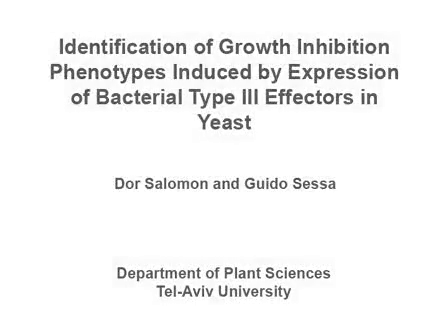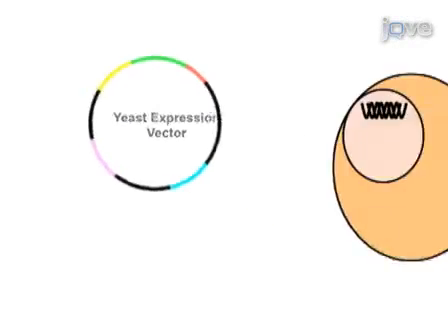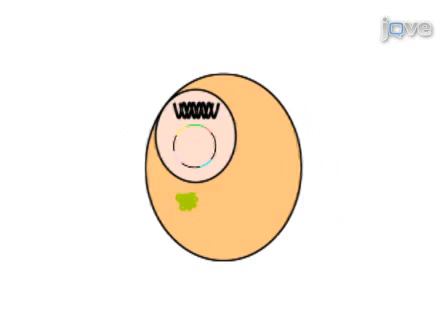To begin this protocol, select a vector for the expression of your favorite bacterial effector in yeast and a yeast strain. The vector is then transformed into yeast cells. Next, expression of the effector is induced.